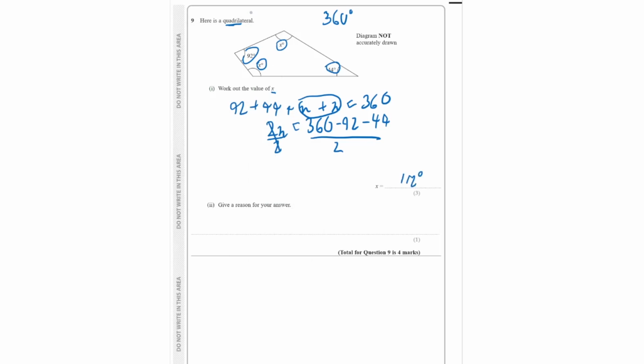Give a reason for your answer. The only reason we were able to find x is because the sum of all the angles in a quadrilateral equal 360 degrees. And that's our final answer.